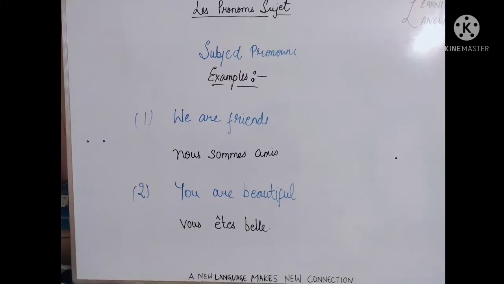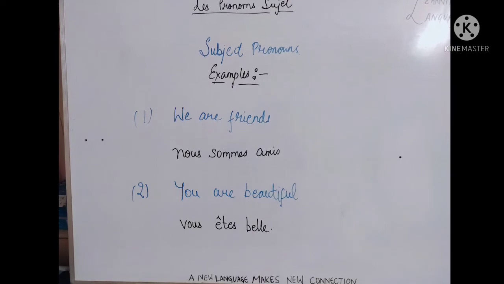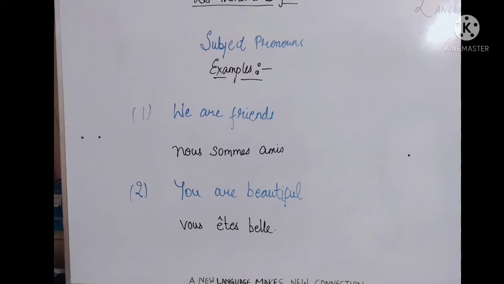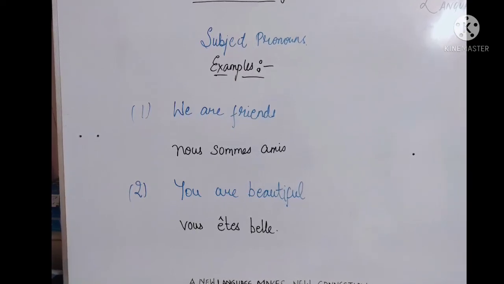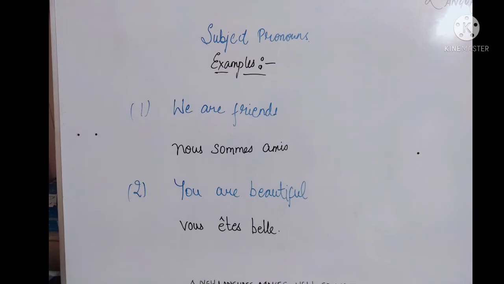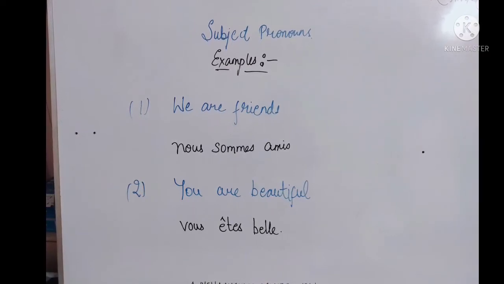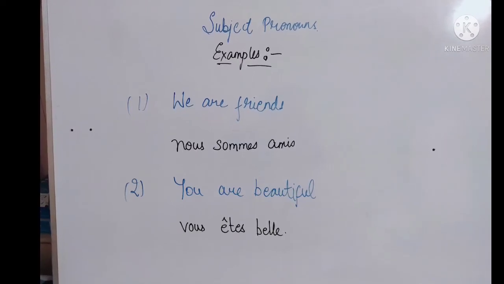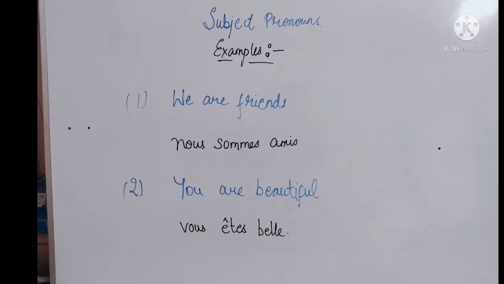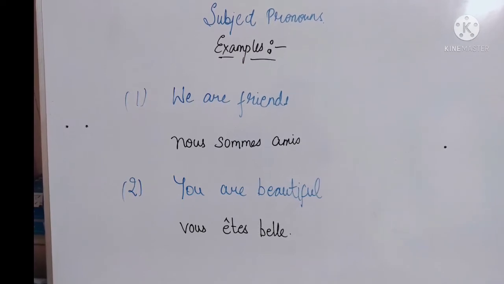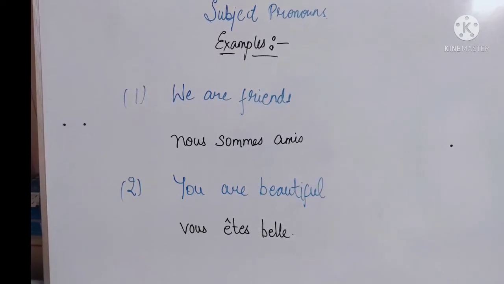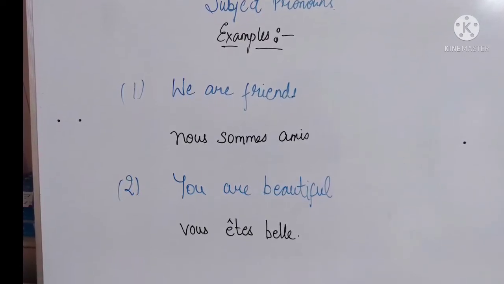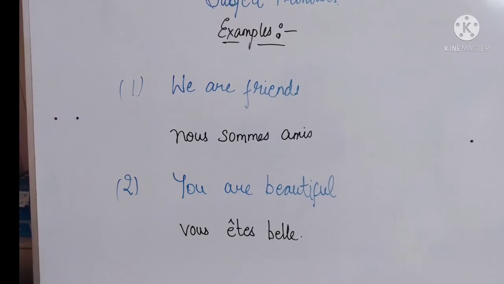Now these are the plural forms of we and you. Okay. We are friends. Nous sommes amis. So here sommes is are. The verb is être. Now sommes is conjugating with nous. Okay. Now you are beautiful. Vous êtes belle. Again the verb is être. Êtes is conjugating with vous.